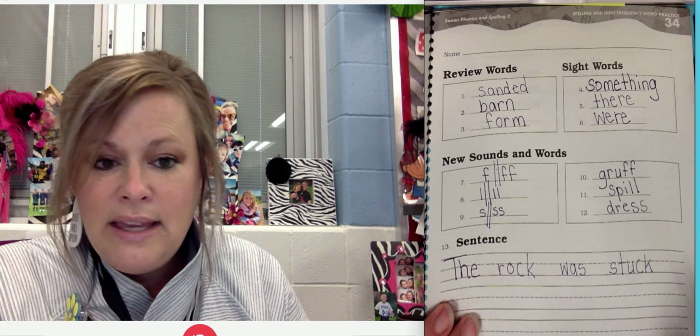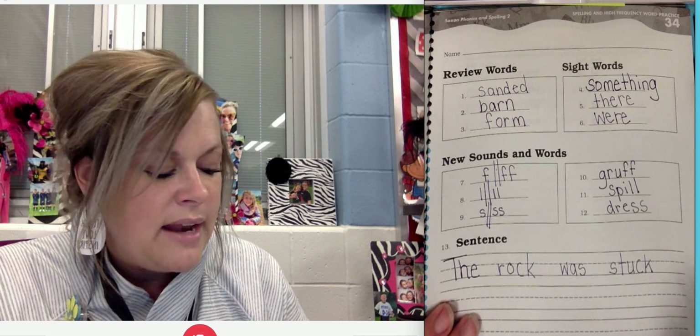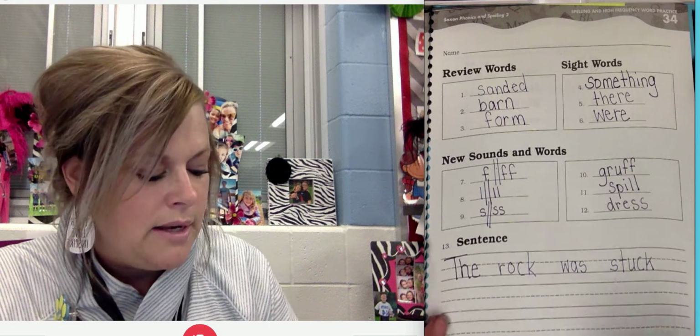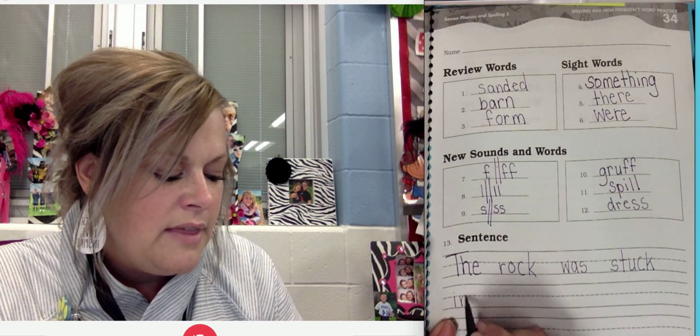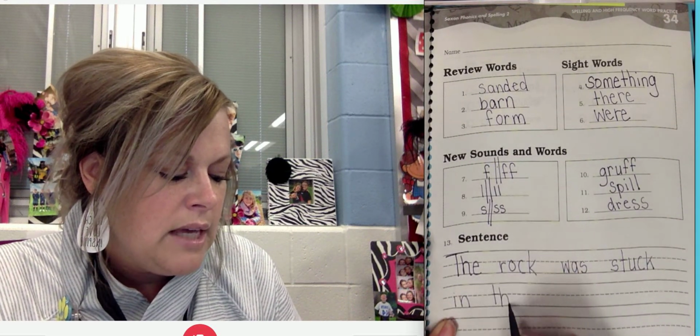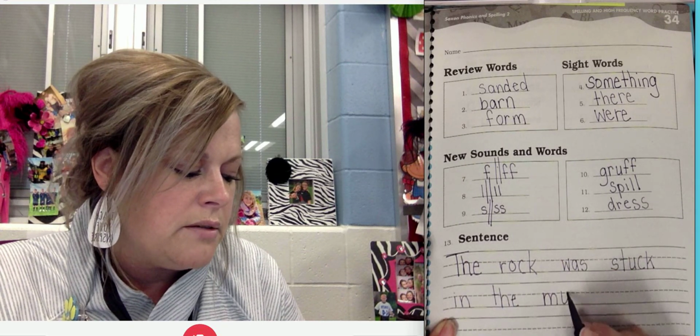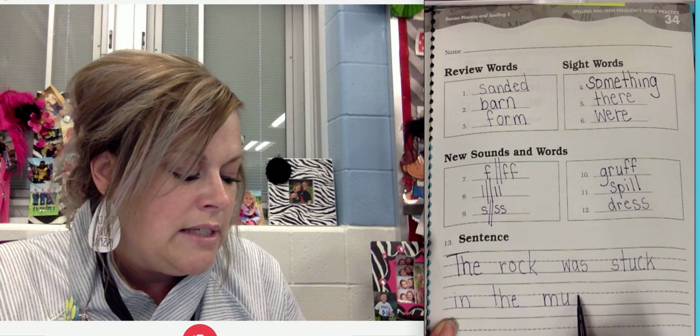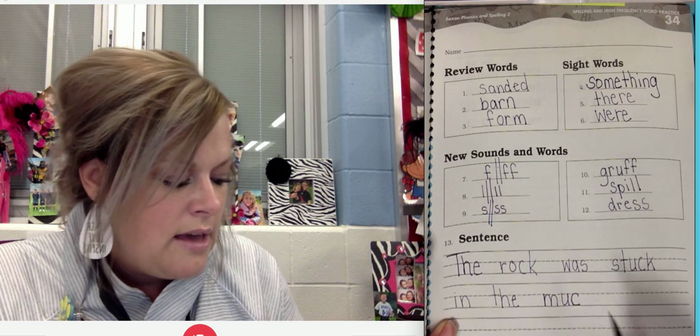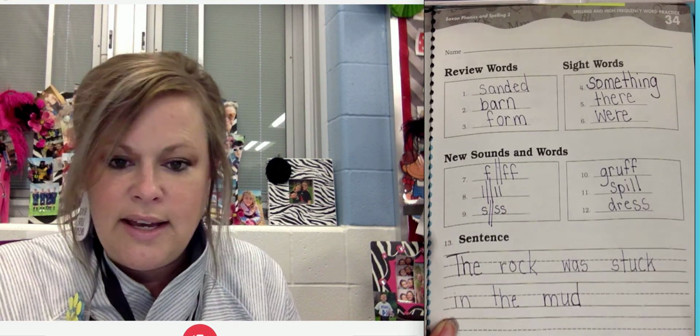Now we're going to write in the mud. Repeat that. In the mud. In and the are two sight words, and mud is a very fair word to fingerspell if you need to. But be careful, the D starts like a C, and then you can draw the line.